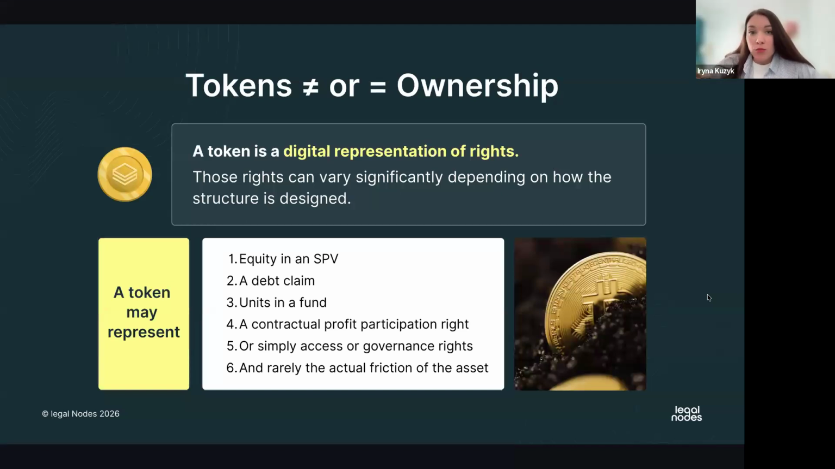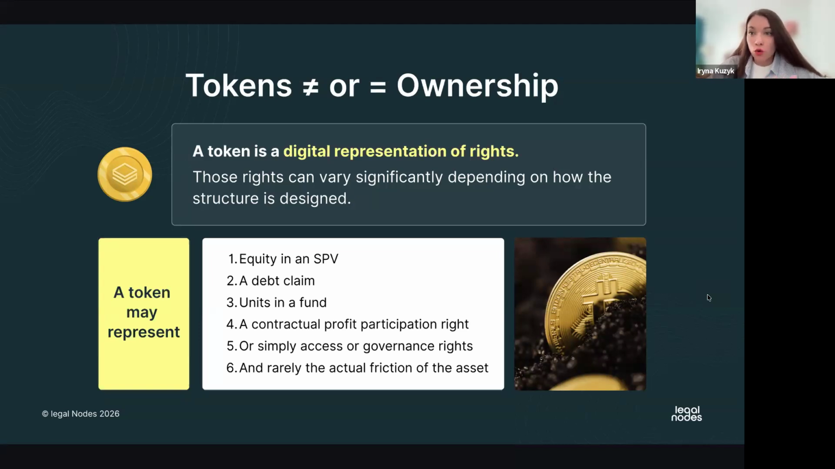Again, we can go back to the example of tokenized real estate. You have a property held in an SPV. If you tokenize shares in the SPV, the token may represent equity. If it is a note issued by the SPV, then the token represents debt. If it's a token that is linked to a profit participation agreement, the token represents contractual cash flow rights, a contractual claim towards the issuer. In none of these cases does the token holder directly own the building or a fraction of that building. They own rights against the legal entity that issues the token.